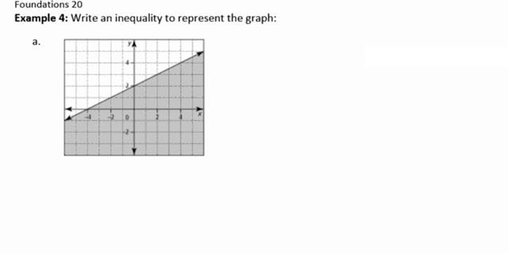6.1 example 4 says write an inequality to represent the graph. So before we were given the inequalities and we were asked to graph them. Now we're doing the opposite. We're provided a graph and we want to come up with the inequality that would have given us this graph.